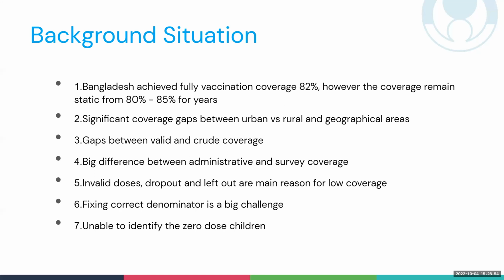Also, the denominator is one of the big challenges for Bangladesh, and we are unable to identify zero dose children. So basically, we are able to address issues 1 to 4 through our aggregate data system based on DHIS2, but issues 5 and 6 we could not address through the aggregate data system. Then we decided to introduce the DHIS2 based E-tracker system on a pilot basis in some selected areas.